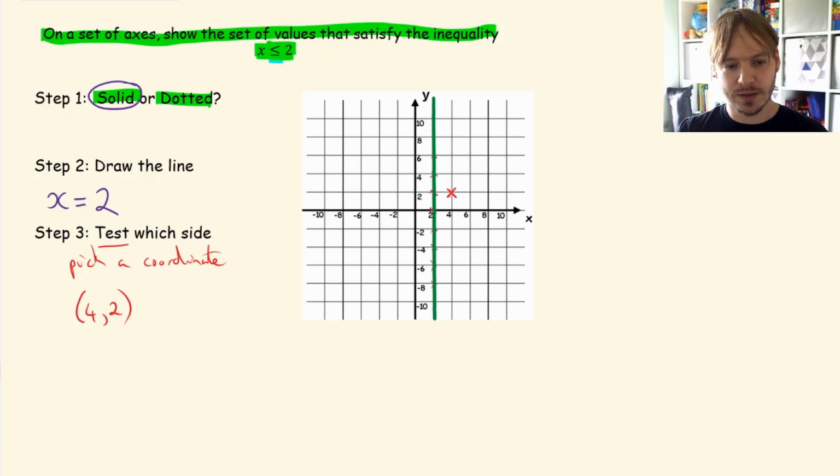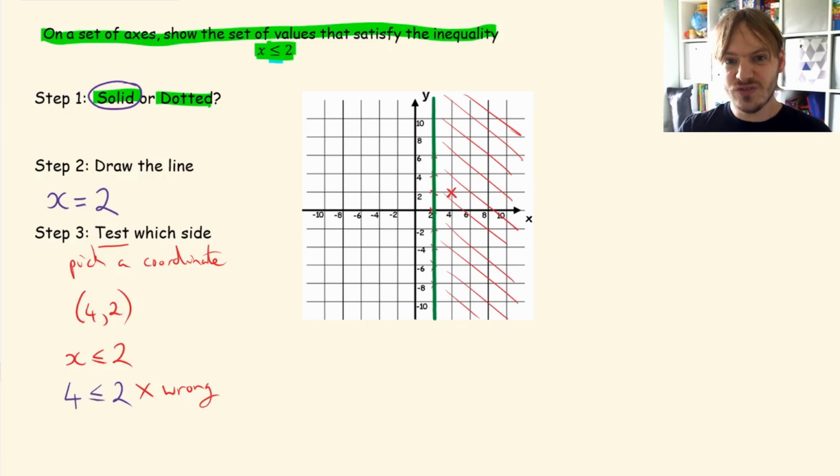So that gives me, my inequality is x is less than or equal to 2. So this is saying 4 is less than or equal to 2. Now, is that true or false? No, that's wrong, because 4 obviously isn't smaller than 2. So this point on the right hand side of the line, I don't want that point. So what we're going to do now is cross out the section that we do not want, because none of that side of the line is going to follow the inequality.